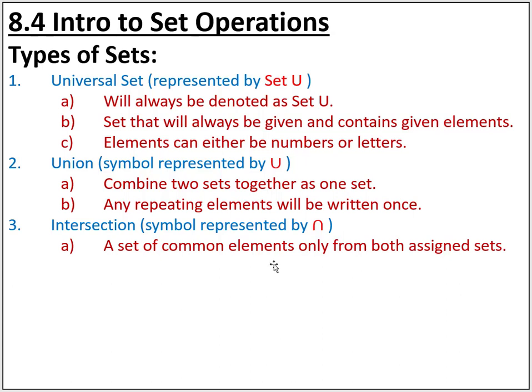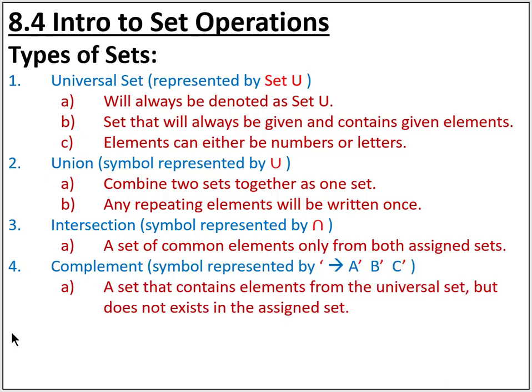So when you have two given sets, and if it asks for the intersection, that means that you're looking for common elements, elements that are in common. So I repeat, elements that are in common between the two sets it asks about. All right, so let's take a look at the next one.